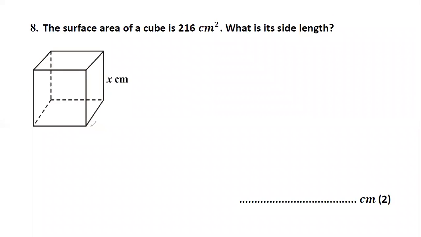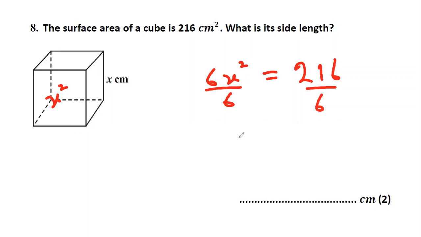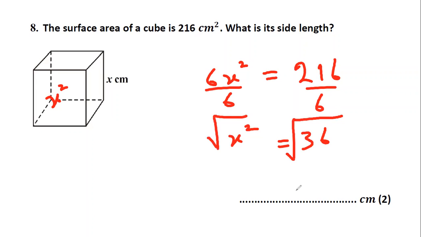Let's move to the next question. It says the surface area of the cube is 216 centimeters squared. What is its side length? In case of a cube, all faces are identical and all the lengths are the same. So to work out the area of one face, it will be x times x, which is x squared. There are 6 faces, so the total surface area will be 6x squared, and that is equal to 216. I can divide both sides by 6. I will get 36, and if I square root both sides, I will get x equals 6 centimeters.